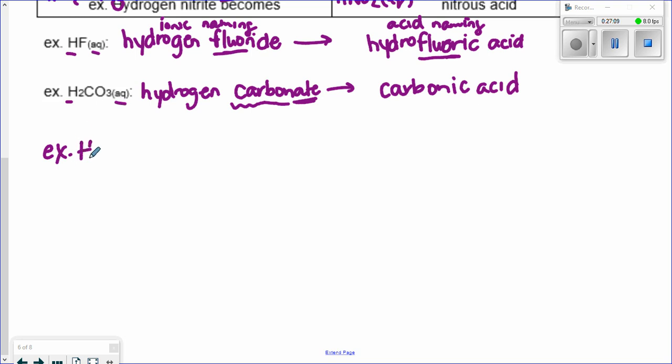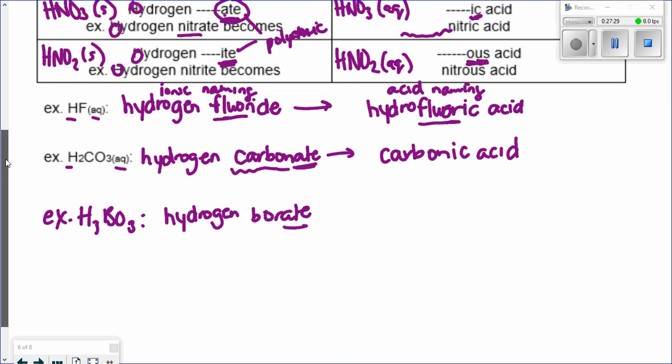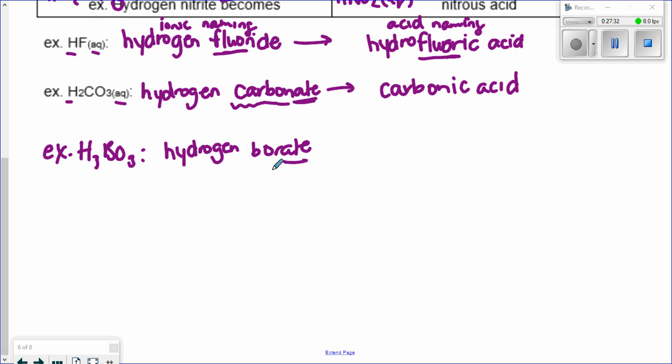And so the other example that you might have in your notes package there is H3BO3, and again, that's aqueous. I didn't leave myself room. So naming that, hydrogen, and that polyatomic is borate. I thought it would be the other naming rule, but it's the second naming rule again. So hydrogen borate is boric acid, because again, this bor part becomes ic acid.